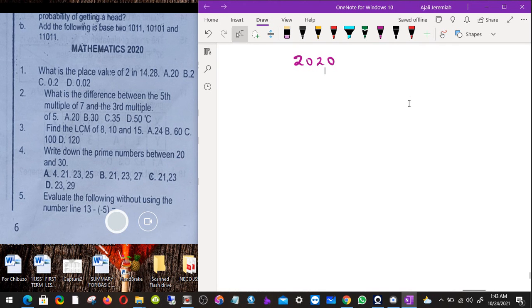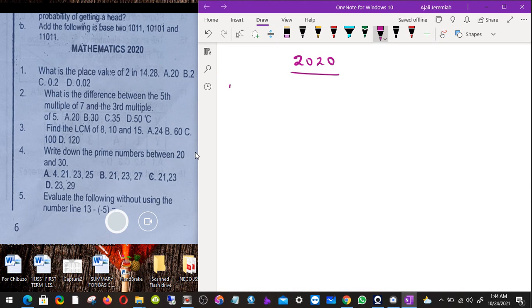Good day, everyone. I would like us to solve the mathematics past question for Delta State GS3 exams for the year 2020. Okay, so let's see the past question for 2020.